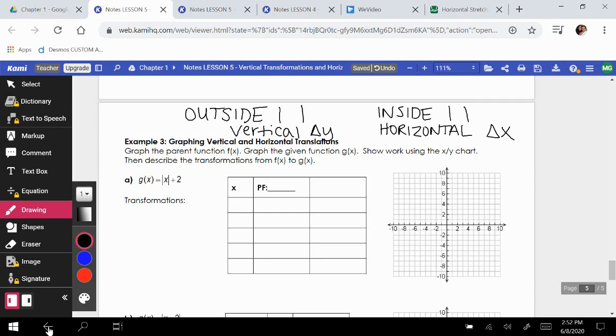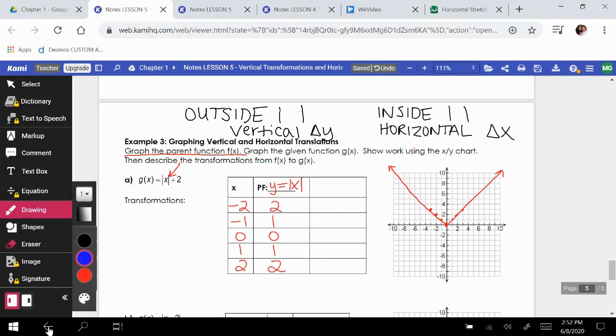For part A, in example 3, let's start by graphing the parent function. I know to graph a V-shape because of the absolute value bars. Okay, we should see 1, 1, 2, 2, 3, 3, negative 1, 1, negative 2, 2, negative 3, 3. All of these parent function key points, it's good to just memorize them so you can fill this out quickly. The absolute value makes all of the y outputs positive.